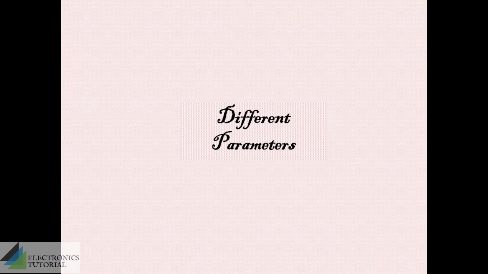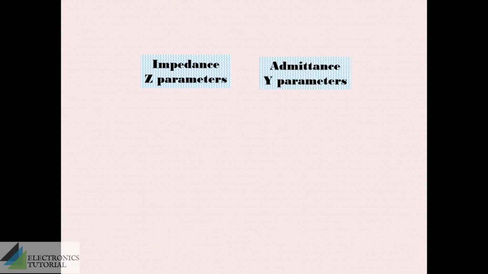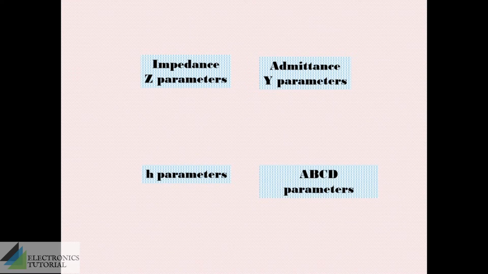There are different parameters that we can obtain from a two-port network. We have already discussed the first category, impedance parameters or Z parameters. We are now going to discuss the second category, that is admittance parameters or Y parameters. The other two parameters will be discussed later.